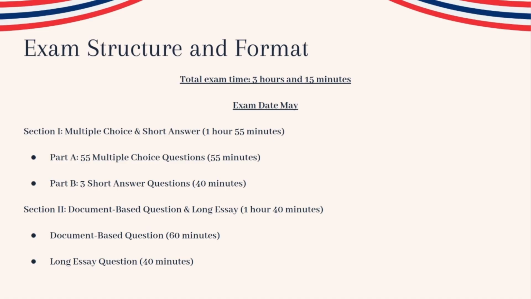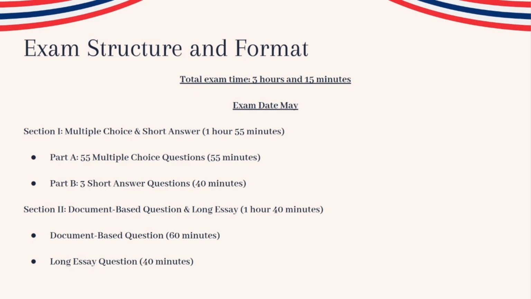Part A of section 1 is 55 multiple choice questions in 55 minutes. Part B is 3 short answer questions. The first 2 have a stimulus, like a reading, a graph, or a picture, something to help you answer it, and you have to answer 1 and 2. Questions 3 and 4 do not have a stimulus, so you will just answer the one that you think you'll do the best on. And then you have 1 DBQ, no choice there.